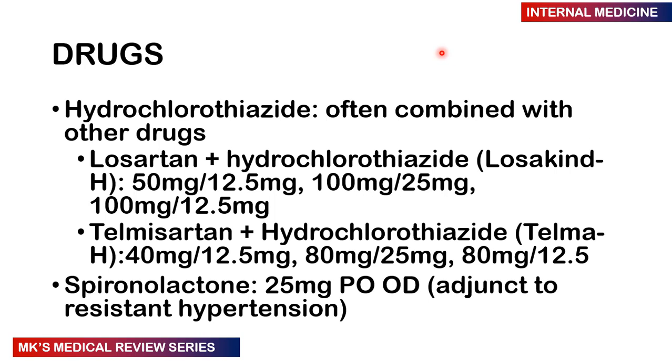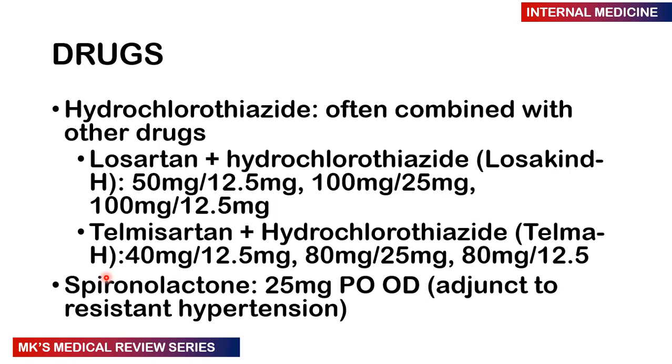You can get a combination of 50 to 12.5, then 100 to 25, or 100 to 12.5. So 50 milligrams of losartan, 12.5 milligrams of hydrochlorothiazide, 100 milligrams of losartan, 25 milligrams of hydrochlorothiazide, 100 milligrams of losartan, 12.5 milligrams of hydrochlorothiazide. Or you may have Telma H, which is a combination of telmisartan and hydrochlorothiazide, which can be in 80 milligrams to 25, or 80 milligrams to 12.5, or 40 milligrams to 12.5.